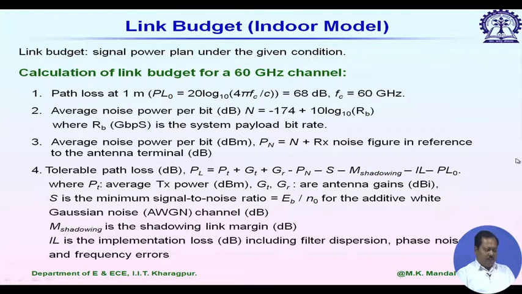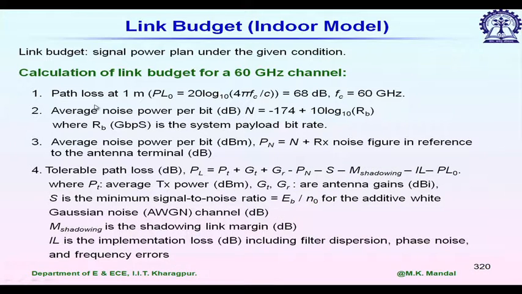Next, link budget. So, typically we are considering an indoor model. Link budget is basically the signal power plan under the given condition. You do not have any control over noise figure and the noise contribution, then depending on the receiver to transmitter's maximum separation, what should be the minimum antenna gain value, what should be the minimum transmit power. So, all these are calculated using this link budget.